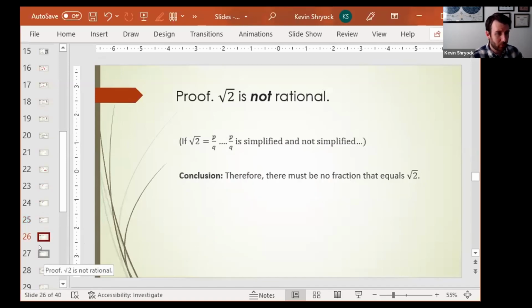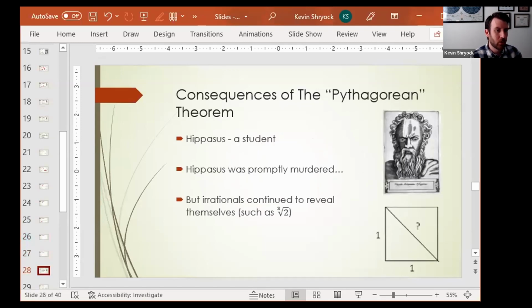There must not be a fraction that represents the square root of 2, because that didn't make any sense if it did. So it's not rational. We'll call it something else. We'll call it the irrational. So consequences: the moment that Hypatius found this and reported it to Pythagoras and all of his people, he was promptly thrown off a ship and drowned. So he was murdered. But nonetheless, the ancient civilization couldn't close Pandora's box once it was opened.